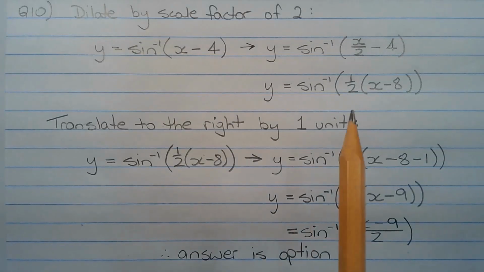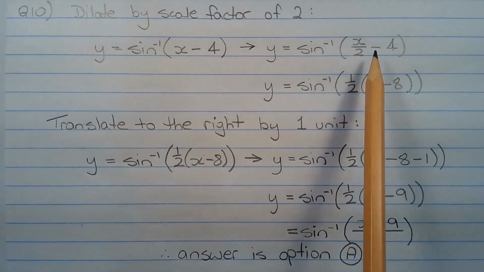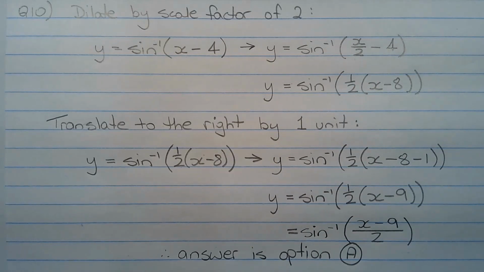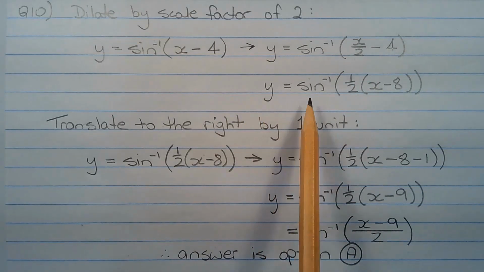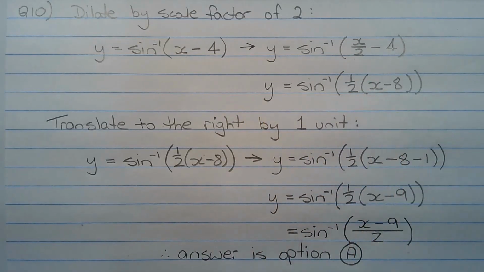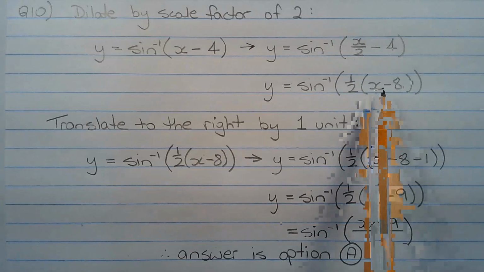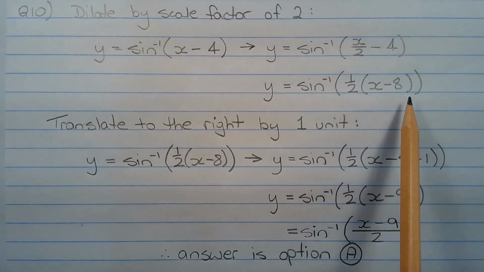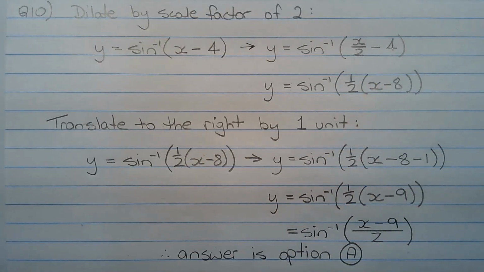The next step is to factorize out a half from x over 2 minus 4 so that x becomes monic. So y is equal to inverse sine of half times (x minus 8). Next, translate the graph to the right by 1 unit by subtracting 1 from x minus 8. Because x is monic, it makes that process a lot simpler. So y is equal to inverse sine of half times (x minus 8) becomes y equals inverse sine of half times (x minus 8 minus 1).